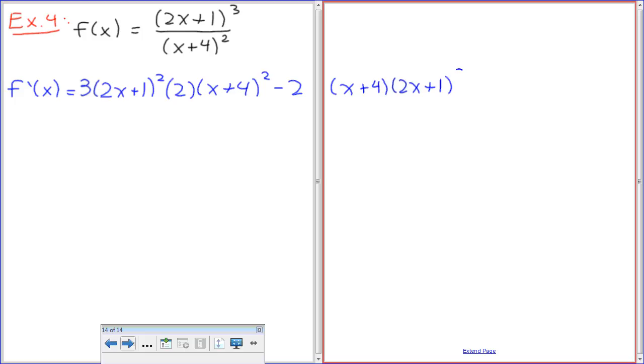That's the first line. No, I just completely forgot that. All right. What's the denominator going to turn into? Let's go ahead. X plus 4 squared. No.